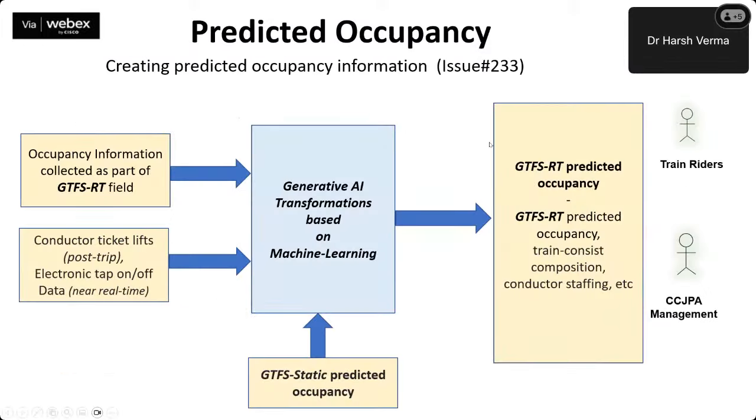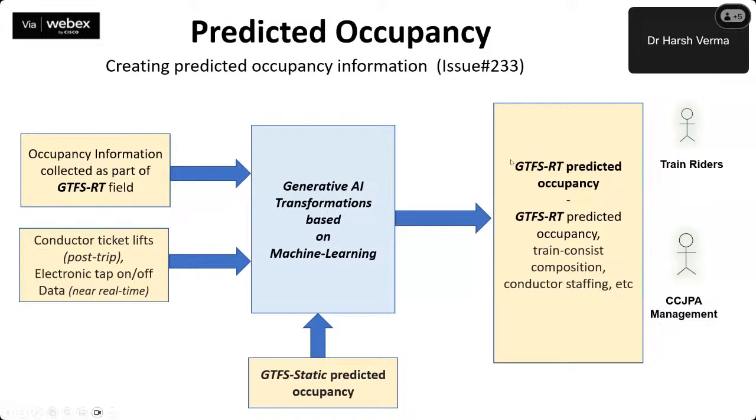And so the next slide shows some of the architectural approaches that we are thinking would help combine the past ridership data with post-trip data sets and the GTFS static predicted occupancy to provide more generative transformations based on machine learning to provide information on the train consist, composition, conductor staffing. So over to you, Jim, for your closing comments.